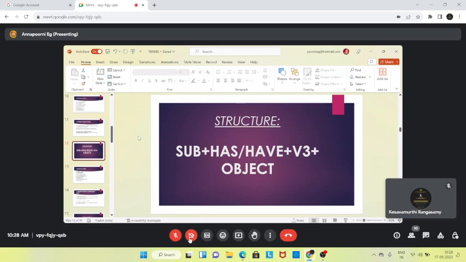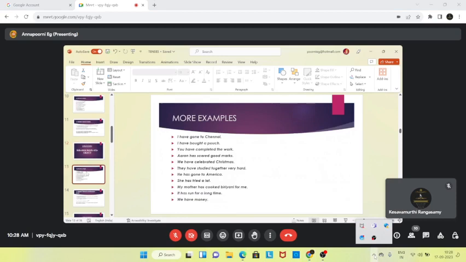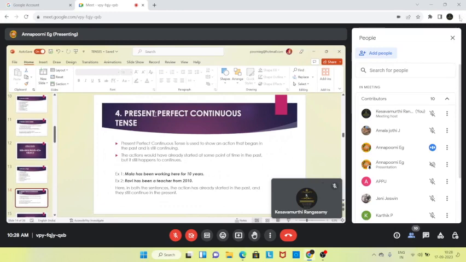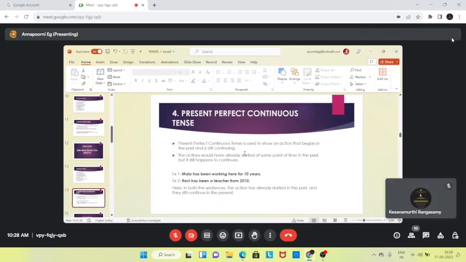Come, came, come. Come is the V3 form for come. Then speak, spoke, spoken. Spoken is the V3 form for speak. Okay, so we discussed some examples. And then finally, the fourth one is present perfect continuous tense. So here, this tense will have two natures. One is the action must be continuous. The second thing, the action had already begun in the past and is still continuing. Such cases are expressed in present perfect continuous tense.